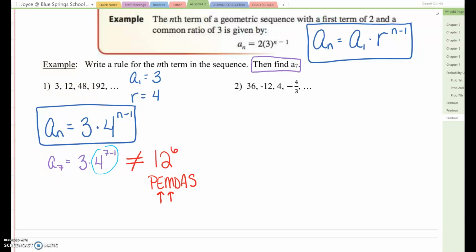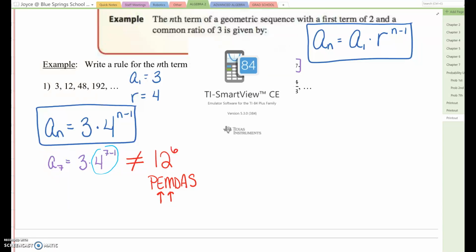Or if you have a scientific calculator or a graphing calculator, just type the whole thing into your calculator. The exponent 7 minus 1 is like a grouping, so you can do that 7 minus 1 in your head.